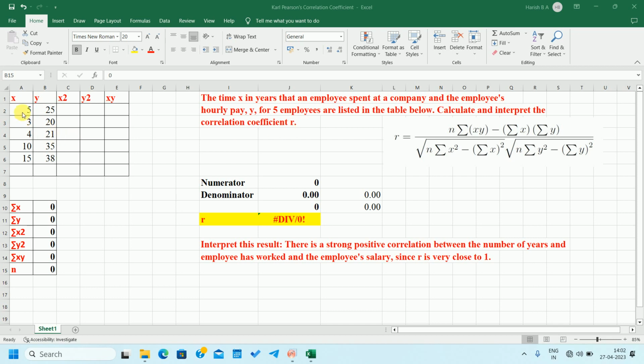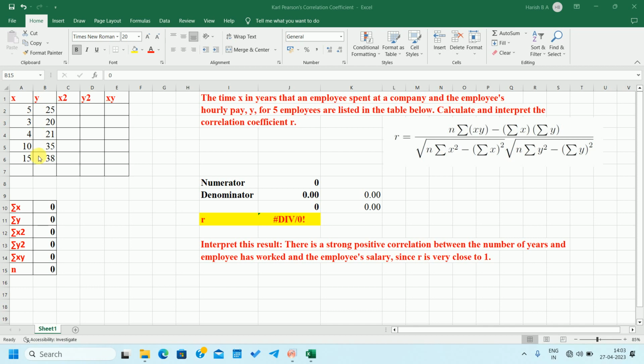Okay. So this is X and Y. So there are two variables. So in this, it is required to calculate the correlation coefficient. So first you should remember this equation. This is the equation used to calculate the correlation coefficient.